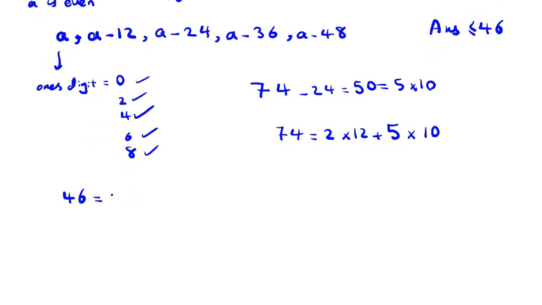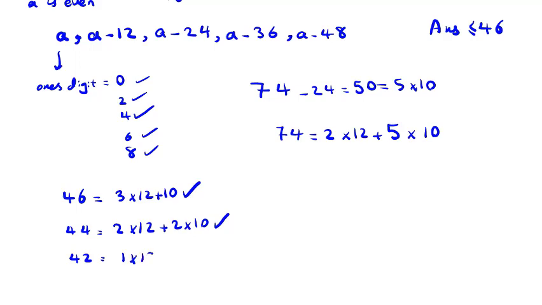For 46, you can create it because we have 36, you say 3 times 12 plus 10. So you can create this. For 44, you say 2 times 12, 24, plus 2 times 10, you can create this. For 42, you can use this. You say, okay, 1 times 12 plus 3 times 10, you can create that.